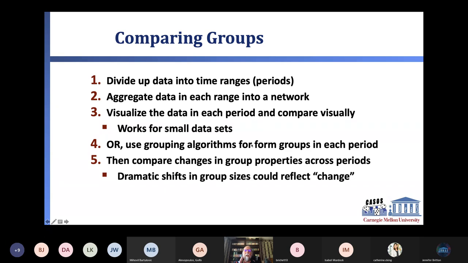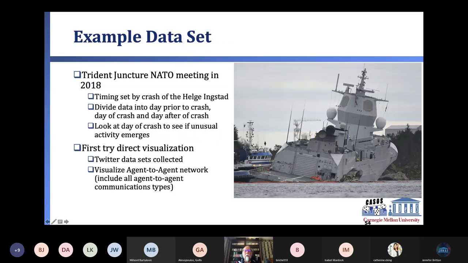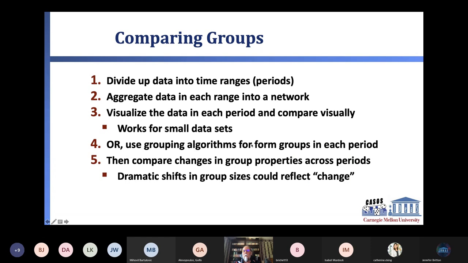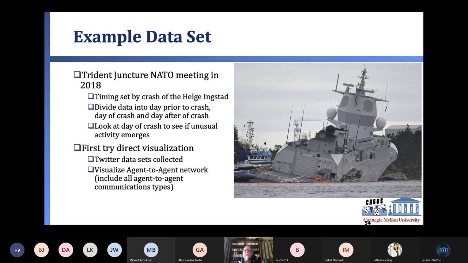If we have a bigger data set, we can try using grouping algorithms to form smaller groups. And so that's a simpler way. We might see changes in groups then. And lastly, at the end, we're going to talk about using measures on the network for this.